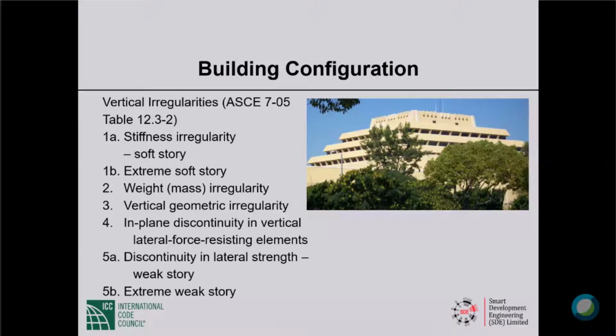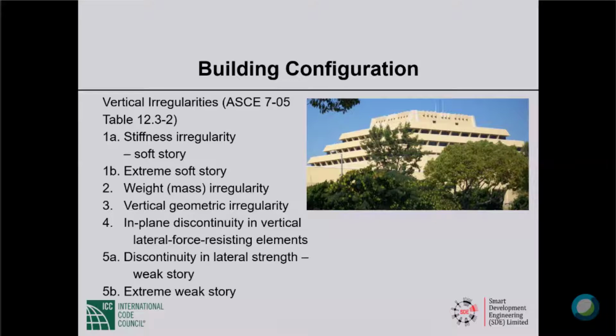Vertical irregularities, this is another table, 12.3-2 of ASCE 7-05. There are also 5 categories. Stiffness irregularity, also called soft story irregularity. Weight or mass irregularity. Vertical geometric irregularity. In-plane discontinuity. This is now in-plane as opposed to out-of-plane discontinuity in vertical lateral force resisting elements, and discontinuity in lateral strength, also called weak story.